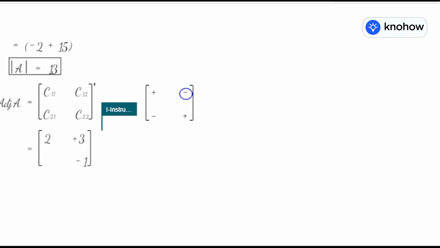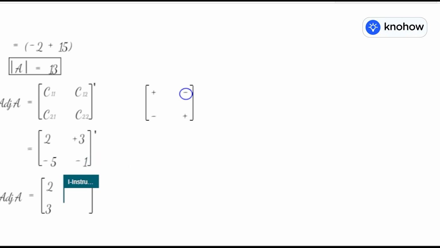And then similarly for C21, the opposite to negative 3 is 5 with the change of sign, so it is negative 5. Don't forget to take the transpose. Yes, it is transpose. So finally, the value of adjoint A is the transpose of the matrix. So the elements of the first row, 2, 3, you write in the first column, and that of the second row, minus 5, minus 1, you write in the second column.